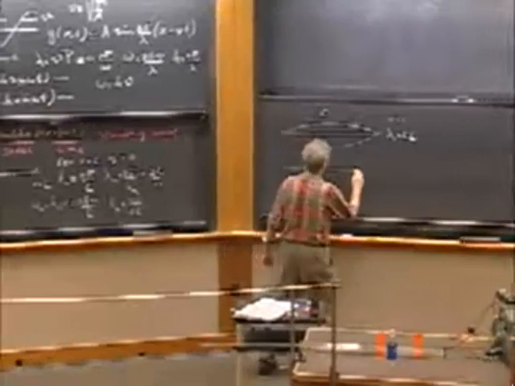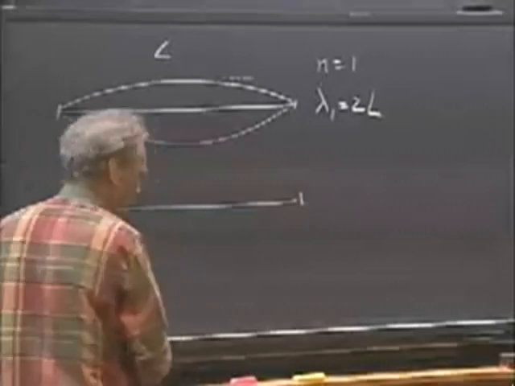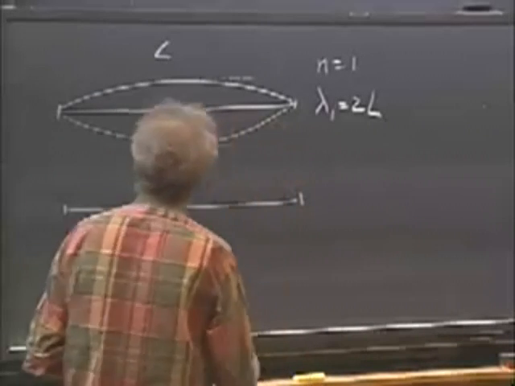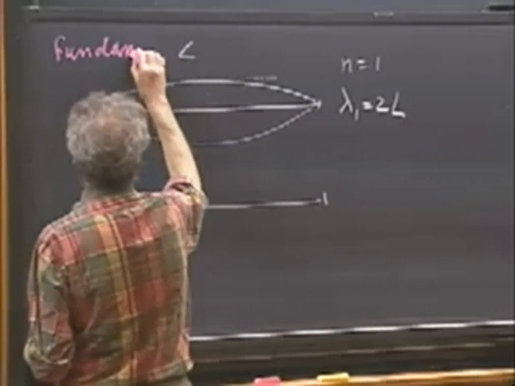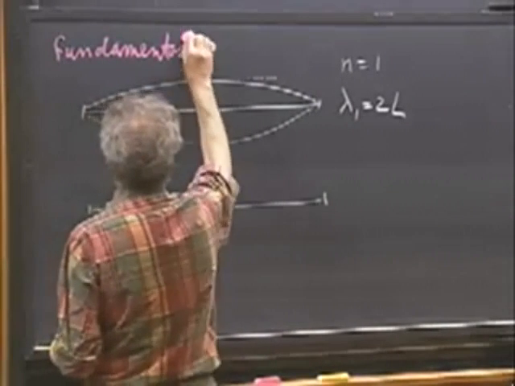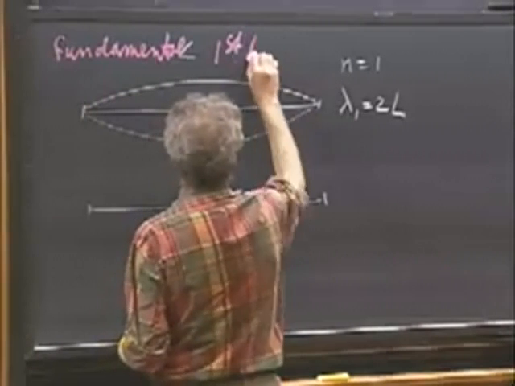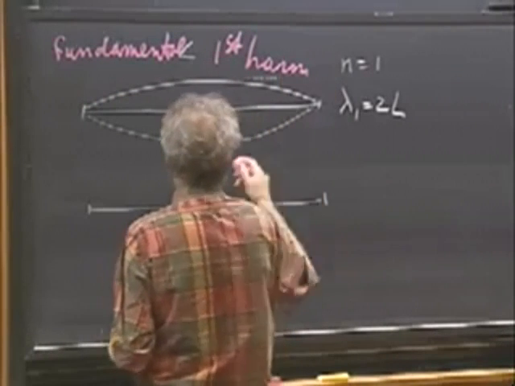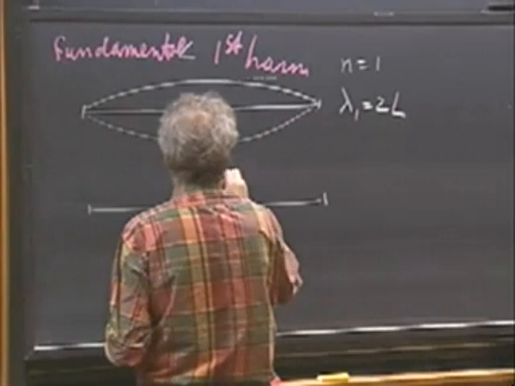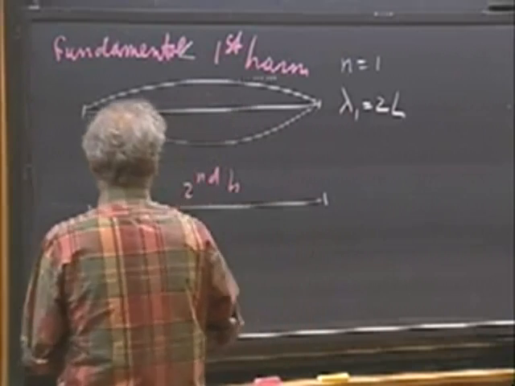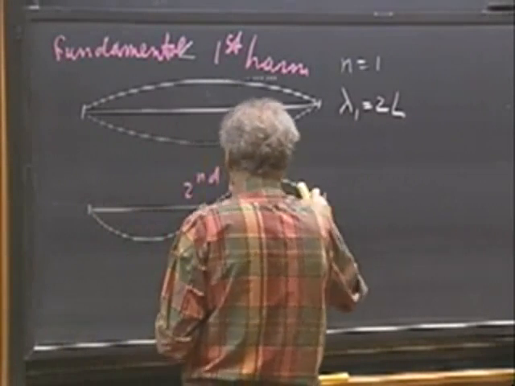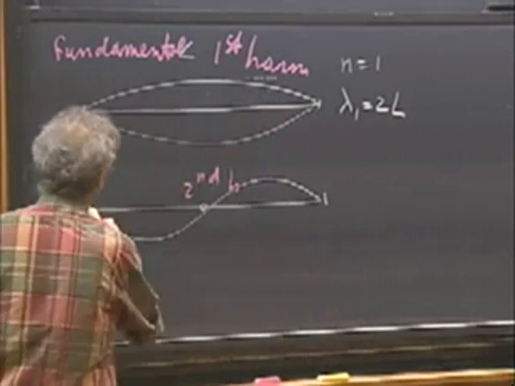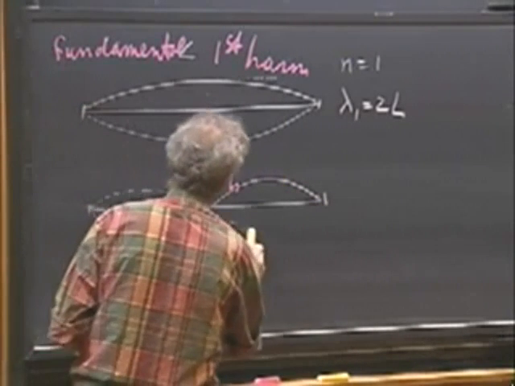So now we go to n equals 2, which is called the second harmonic. So let me write this down. So this is called the fundamental, which is also called the first harmonic. And this is then called the second harmonic, whereby the point in the middle stands still. And then the cosine term will make it change shape like this.